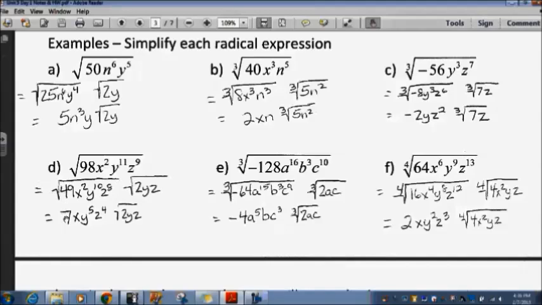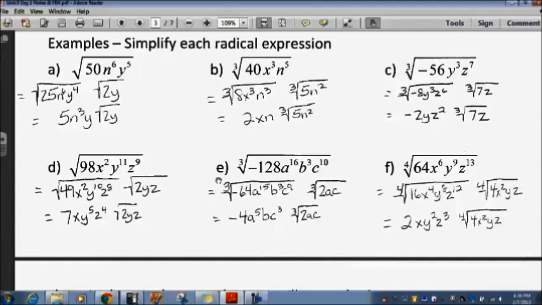Square root of 49 is 7. Square root of x squared is x. Square root of y to the 10th is y to the 5th. Square root of z to the 8th is z to the 4th. Then I bring down my square root of 2yz.